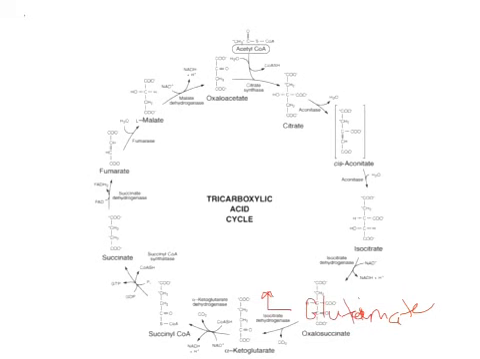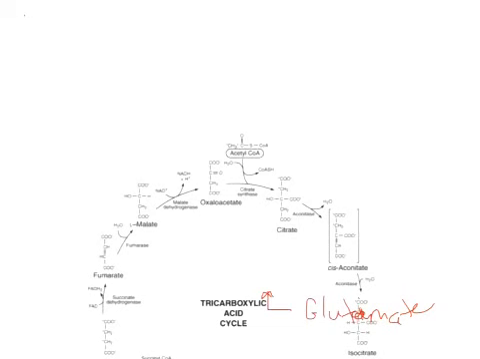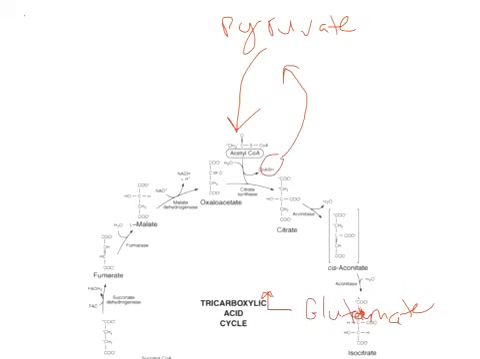So one thing that's important to keep in mind is that the coenzyme A is removed and it can come back up here and react with another pyruvate to reform another acetyl-CoA.